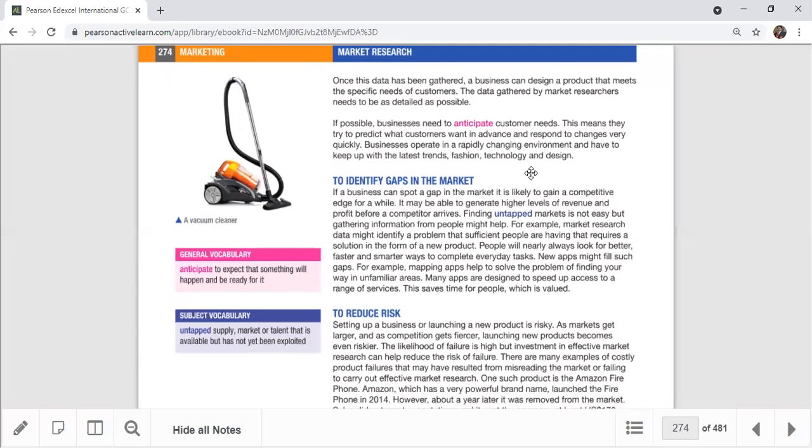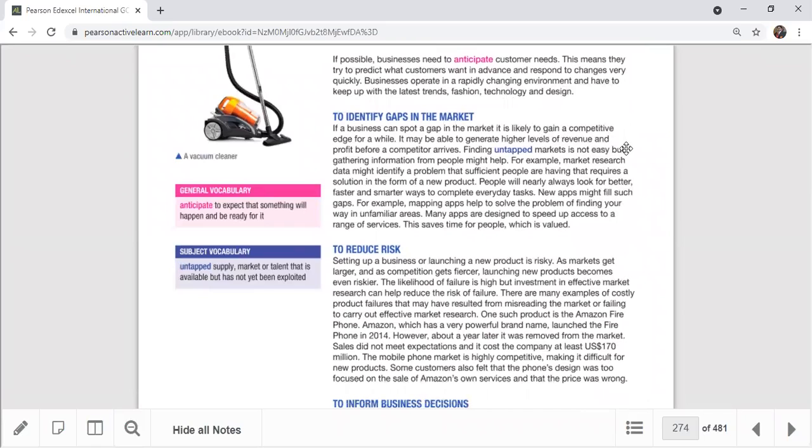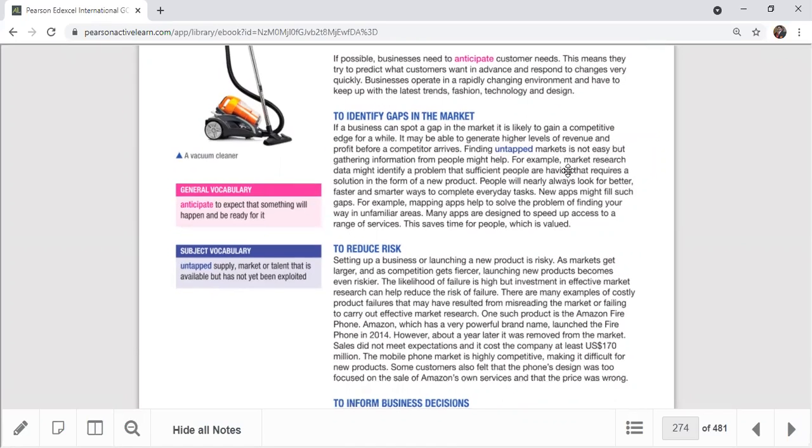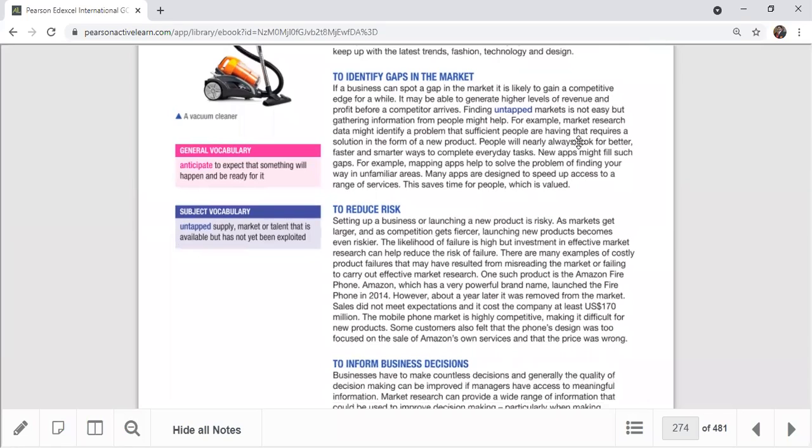Okay, the second one: not only identifying customer needs, but also identifying the gaps in the market is important. We can identify that not only from customers, whom we can directly ask what they want. Regarding the market, we can also find the untapped areas, where there is a demand, but that demand is not fulfilled by businesses. That is normally called the gaps in the market. So we can find that out from market research too. That was another benefit of market research. We call it finding an untapped market. Finding an untapped market is not easy, but gathering information from people might help.